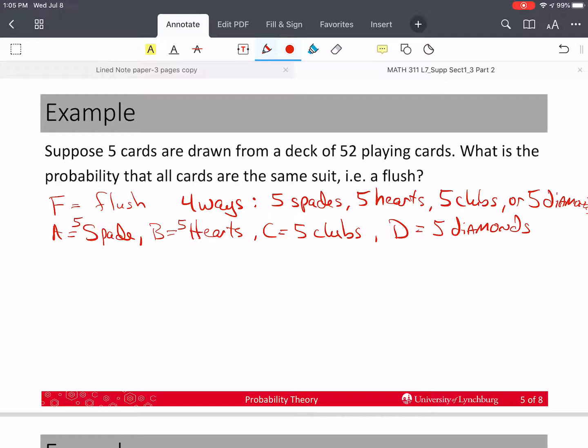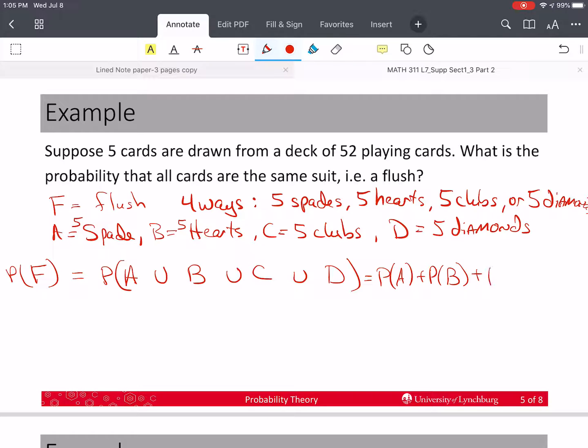Okay, so now I can write F as the union of A with B with C with D, and when I take the probability, it turns out that 5 hearts and 5 spades, they're mutually exclusive. They don't overlap. They're disjoint sets. So I can use the axioms of probability to say that this is going to be the sum of the individual probabilities. So probability of A, plus probability of B, plus probability of C, plus probability of D.